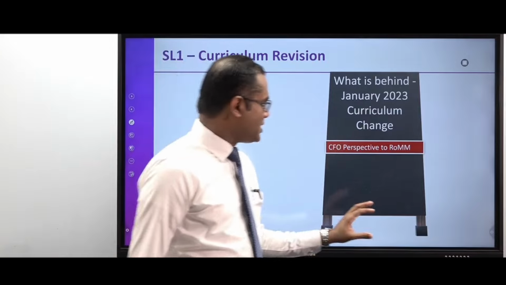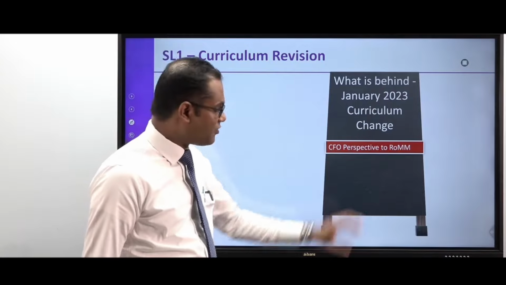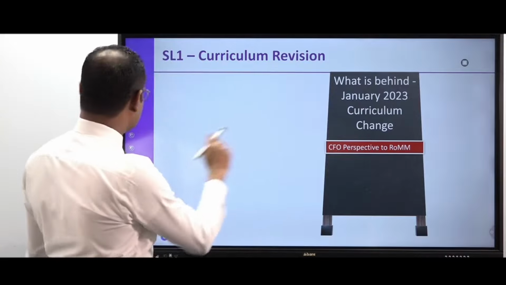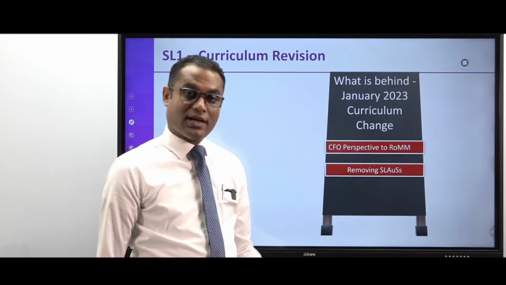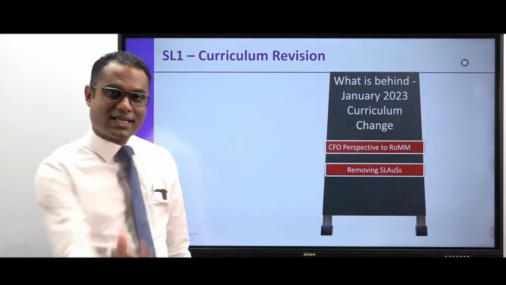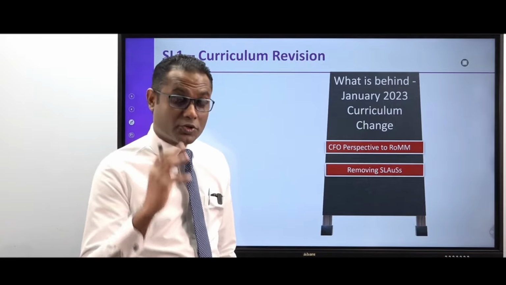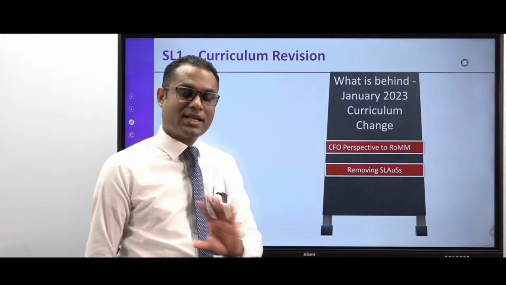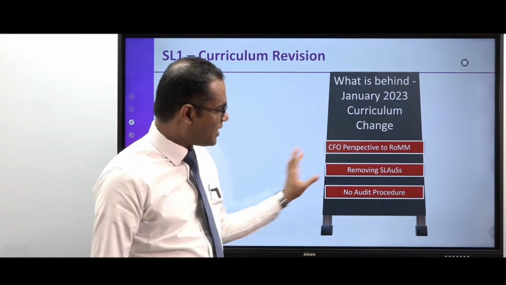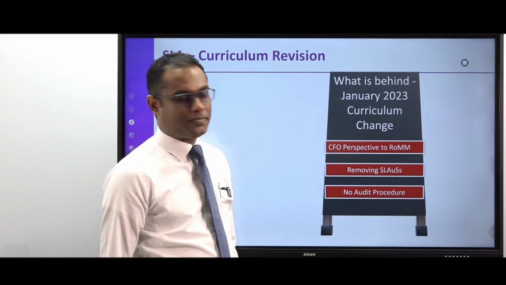So with the curriculum change, it looks at the CFO's perspective of identifying risk of material misstatements. There are learning outcomes included in your syllabus in terms of this matter. As I mentioned earlier, there were auditing standards tested in this paper. Now those have been removed, but basic knowledge about auditing is important, like internal control, inherent risk, control risk. You should know these concepts, but auditing standards are not going to be tested directly. Audit procedures have also been taken out from the paper SL1 with this curriculum change.